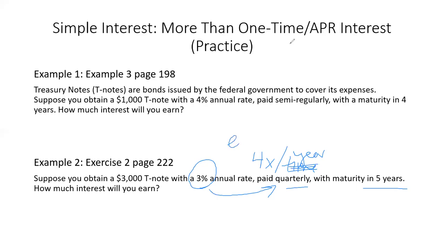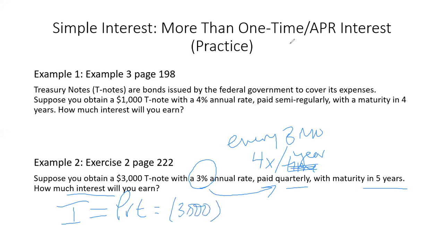For every 3 months. Again, we're looking for interest. We have PRT. That principal, notice, is not changing here. So that's 3,000. But now if we're looking at it quarterly instead, I'm taking that 3% and I have to divide it into 4 payments. So it's going to be every 3 months.